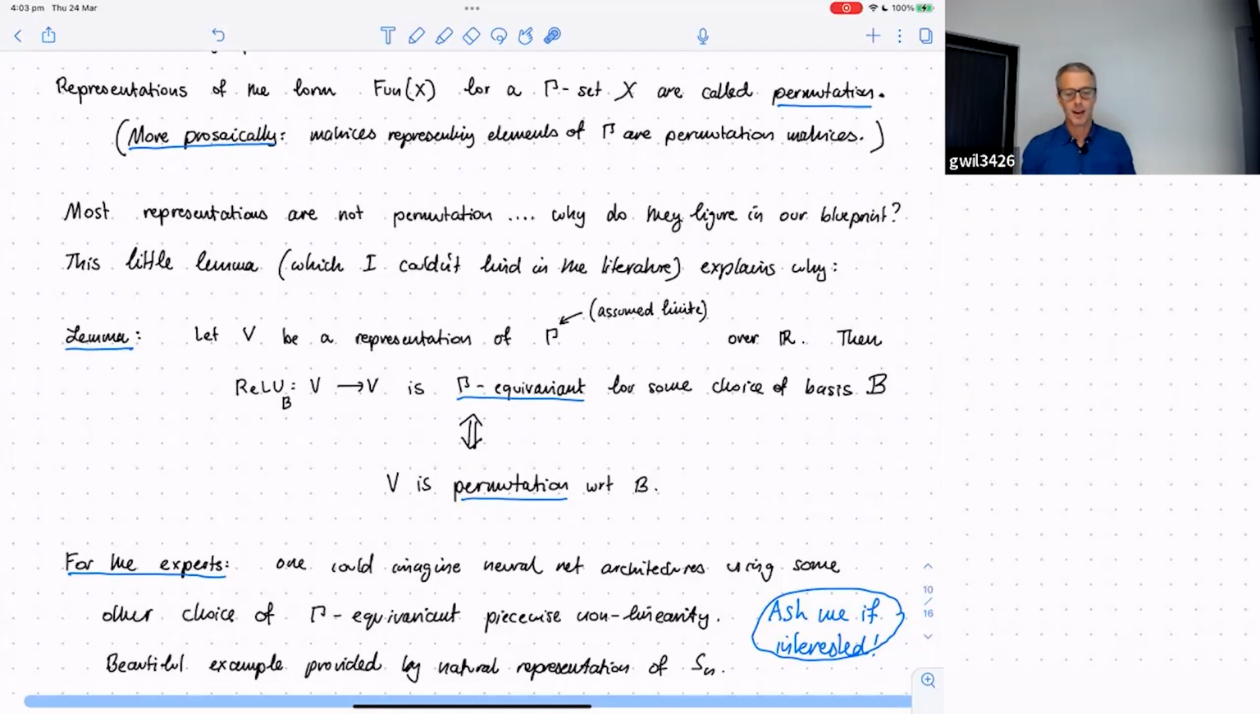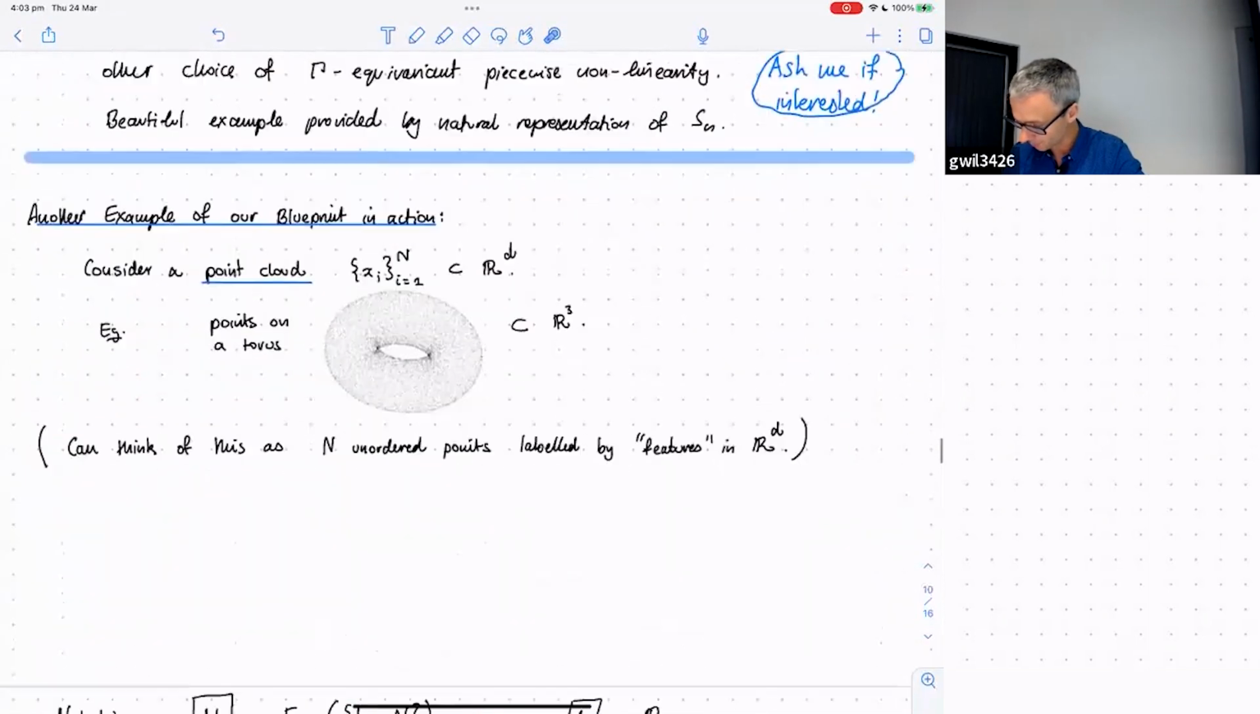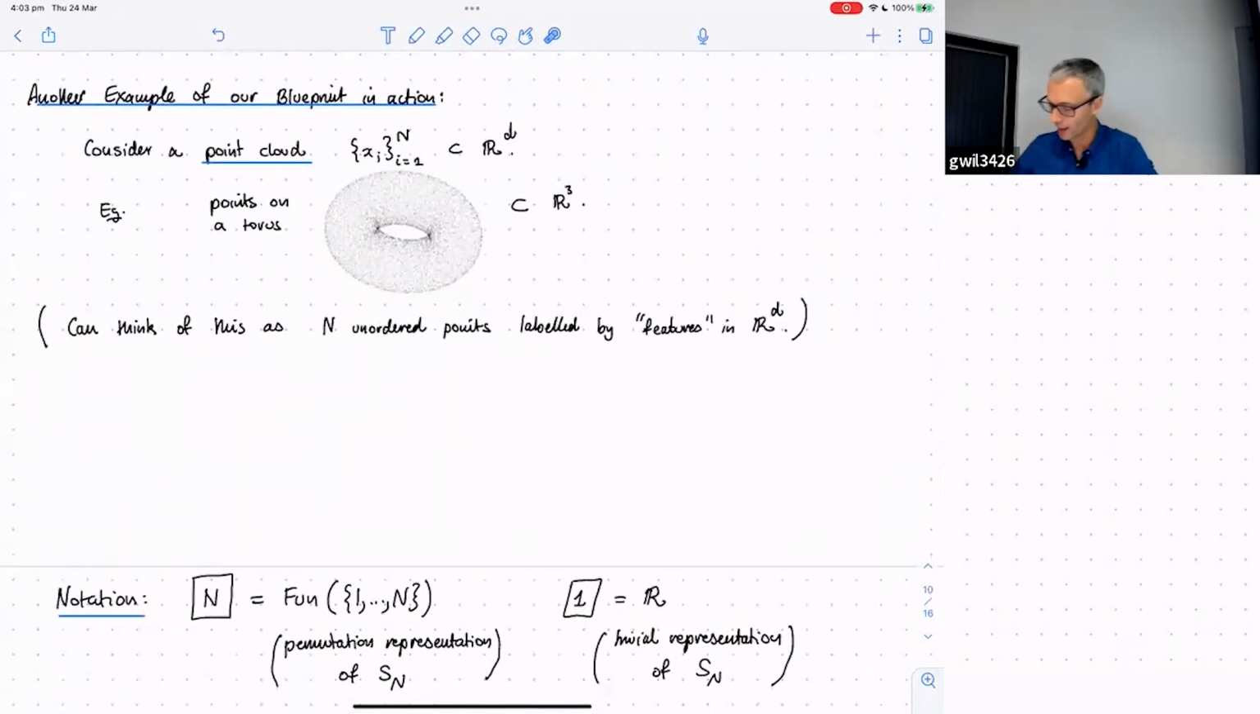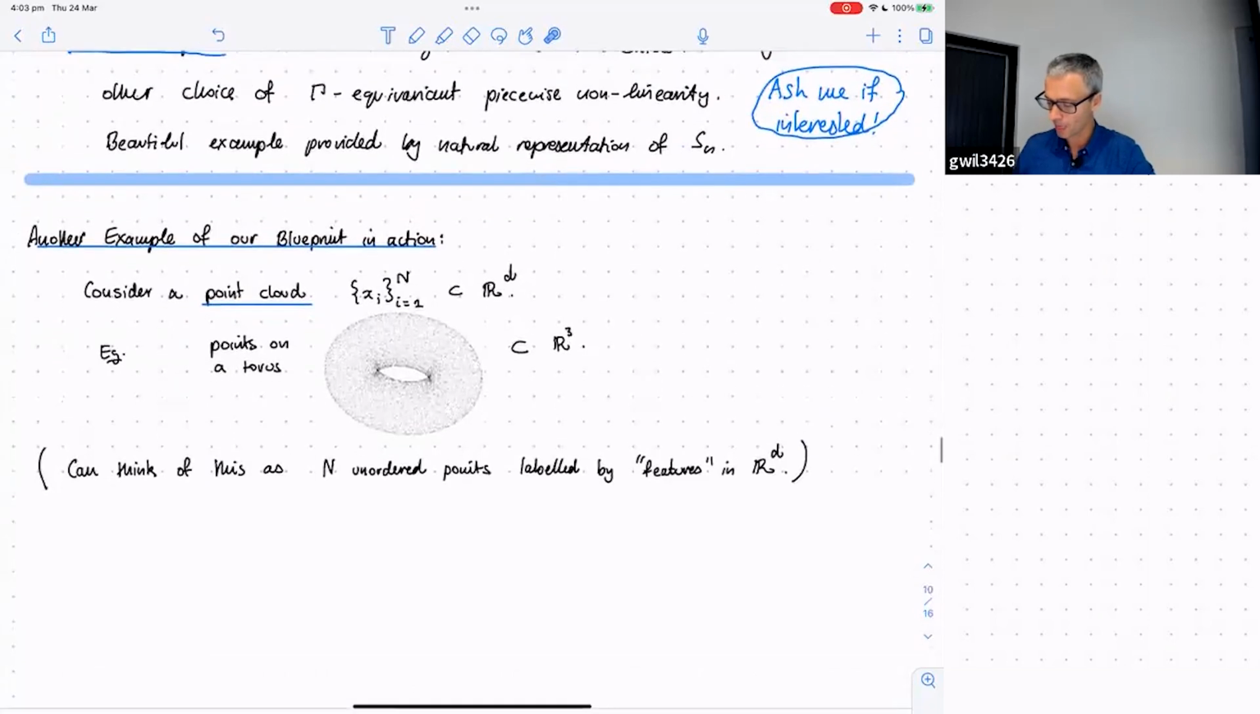My impression is that this is extremely interesting, and I've already learned basic things about representations that I didn't know from thinking about this. So if you're interested in this, ask me, but it's much more specialized, so I'm not going to talk about it today. So I want to do another example of our blueprint.